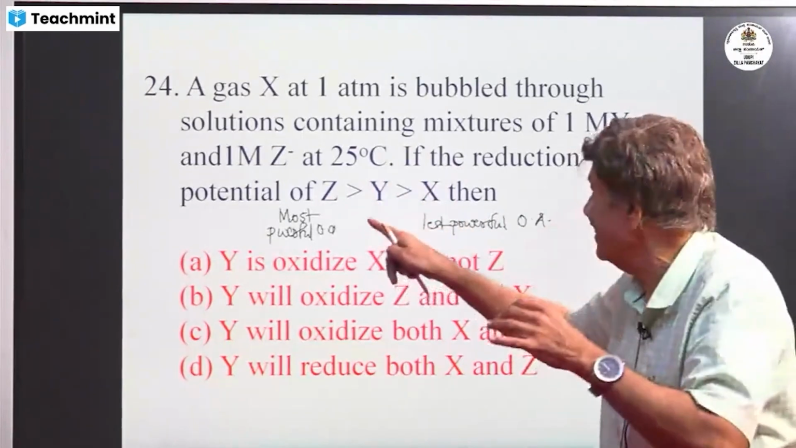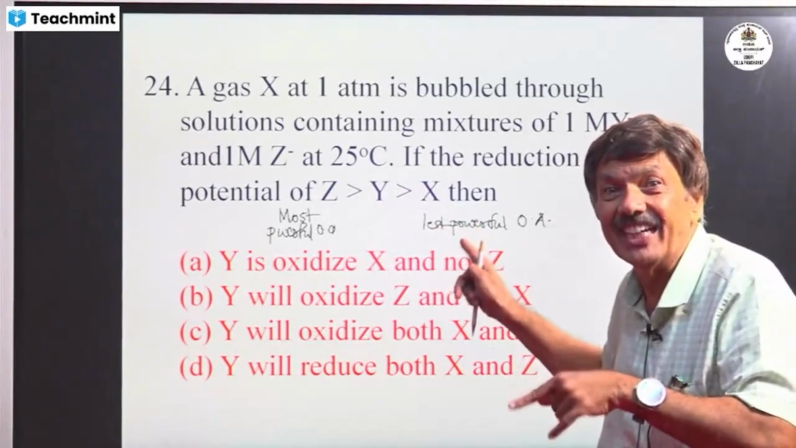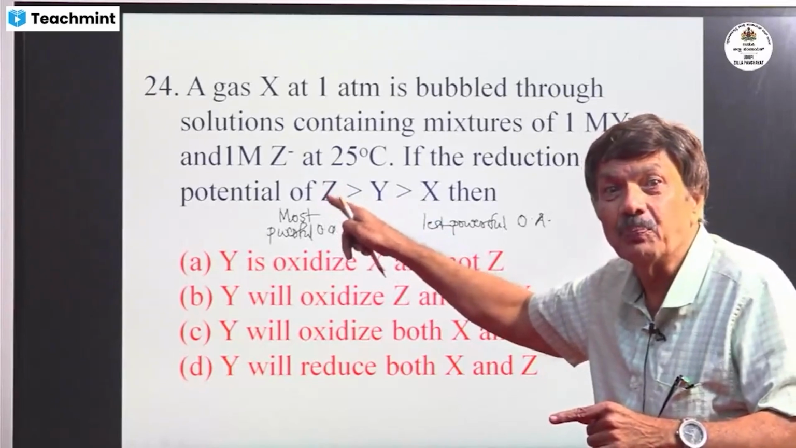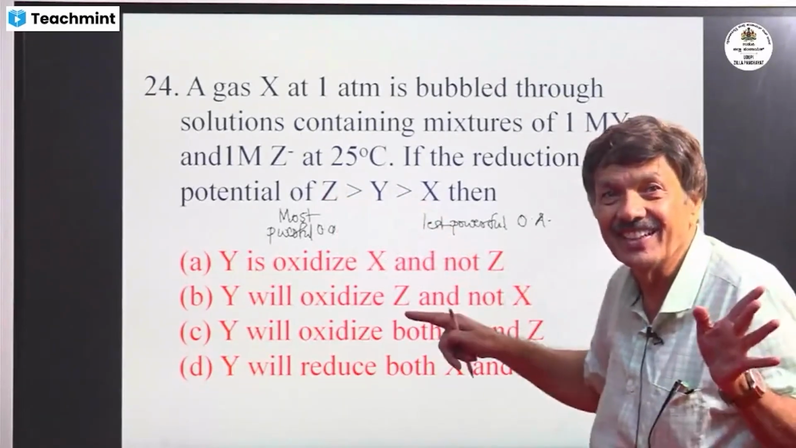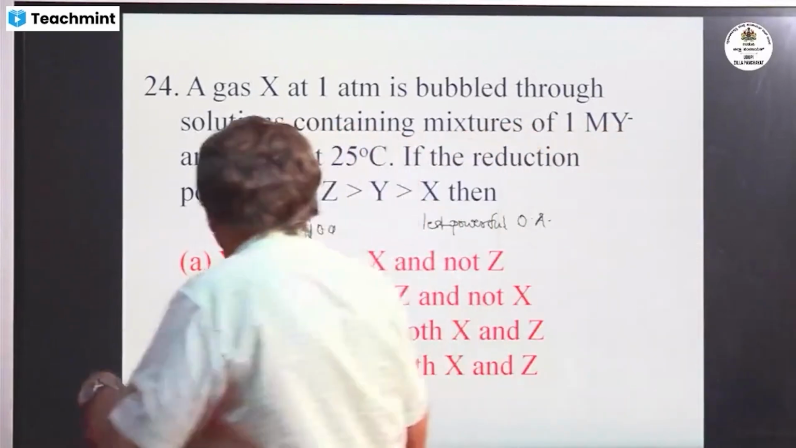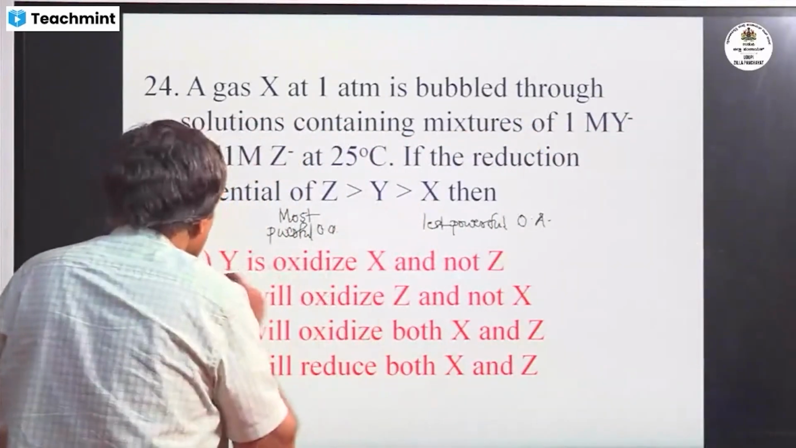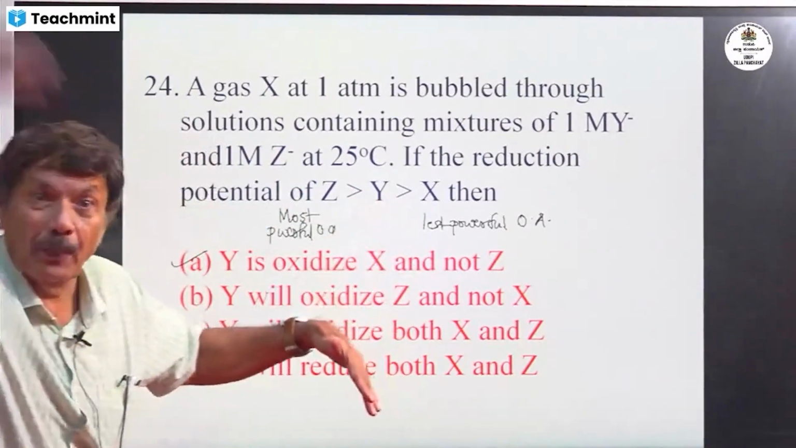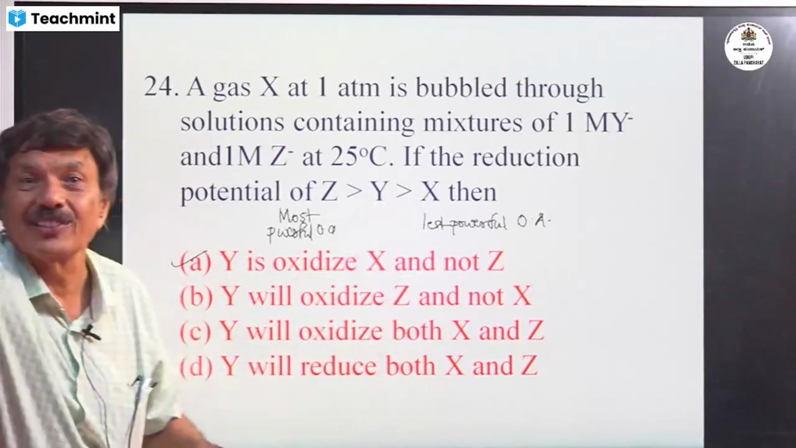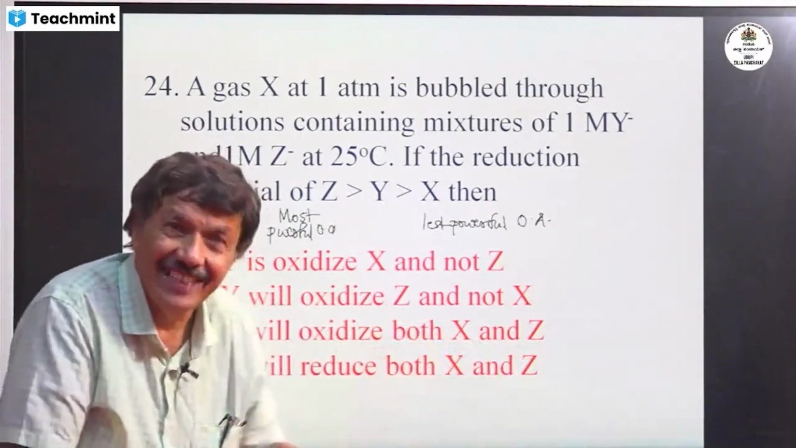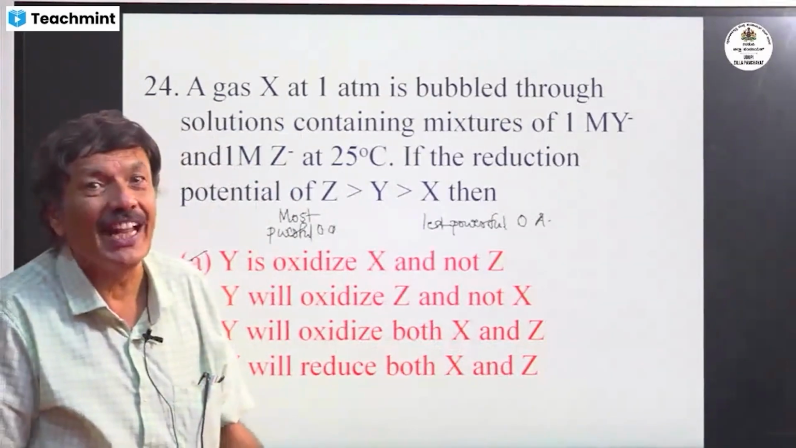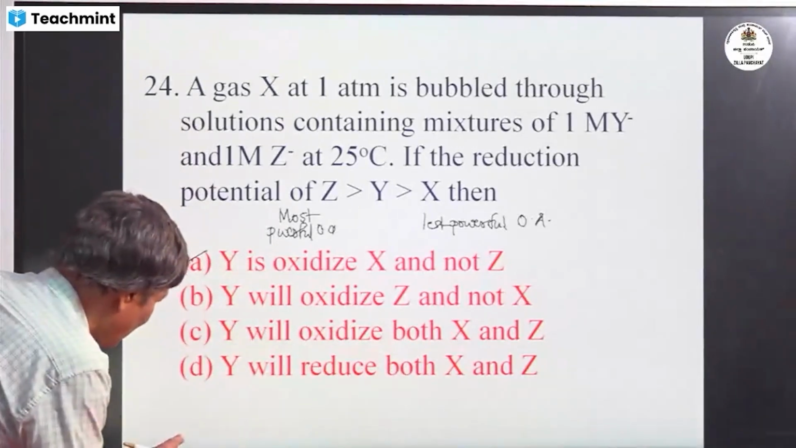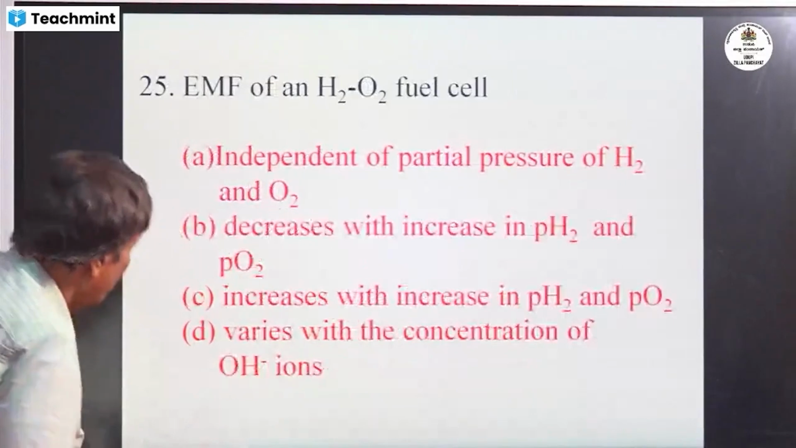Y oxidizes X. Why? Because X is a weaker oxidizing agent than Y. Why can it not oxidize Z? Z is a much more powerful oxidizing agent. Right? Which is the right option? Y oxidizes X, but not Z. Understood? If it is a more powerful oxidizing agent, this cannot oxidize that. If it is a weaker oxidizing agent, this becomes stronger, then this will encash its power. That's a simple logic. Yes. Next one. So this is the answer. Next one.